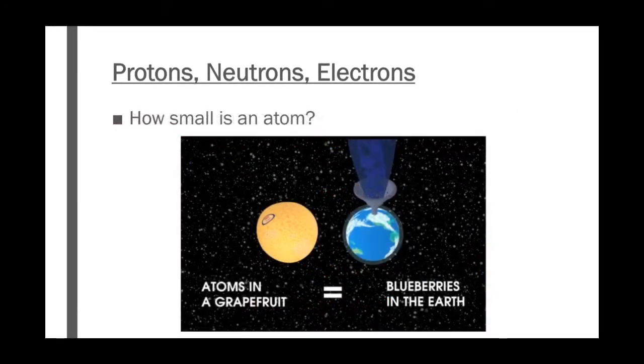So what exactly is the size of an atom? There's this particular video that you can find online which is really very interesting. Basically, if you want to consider the number of atoms found inside a grapefruit, which is similar in shape and size to an orange, the number of atoms inside this fruit is actually equivalent to filling up the entire earth with blueberries. So as you can imagine, that's how small an atom is.